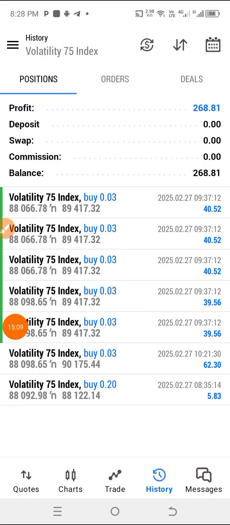Now this is a good trade I took on synthetic indices, the Volatility 75. And you can see the outcome. So if you are interested in trading and you want to make profit like this, the first thing you need is a laptop. If you have a laptop and you want something like this, then you join my mentorship class.